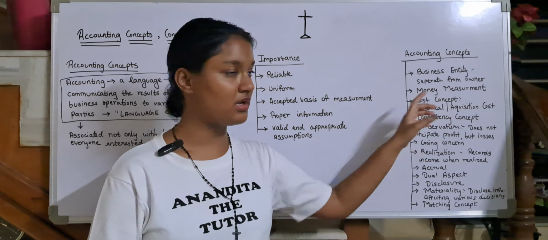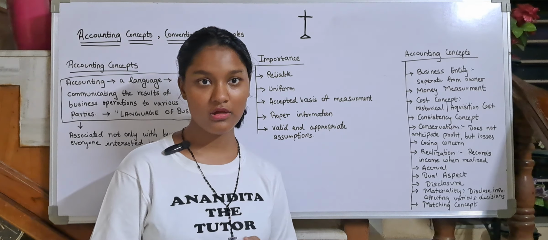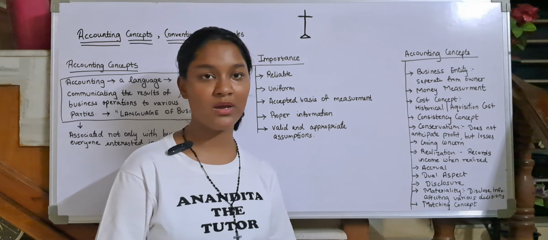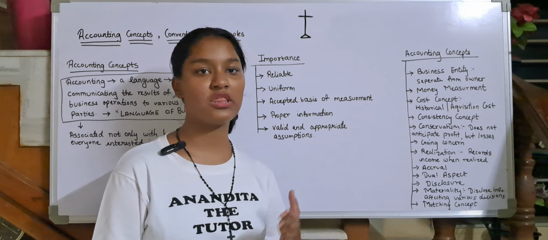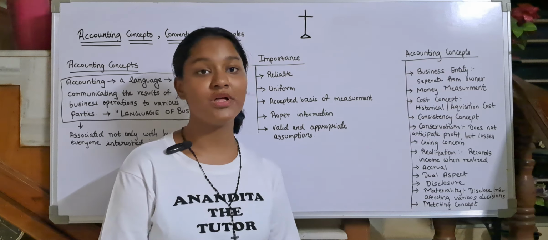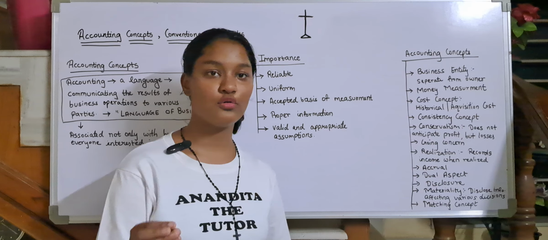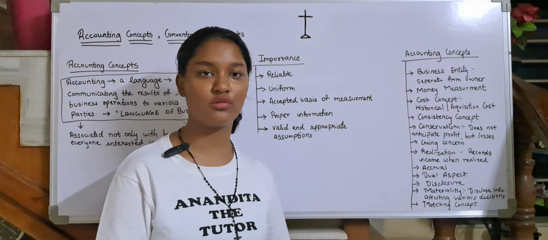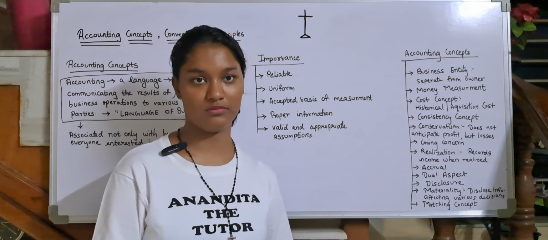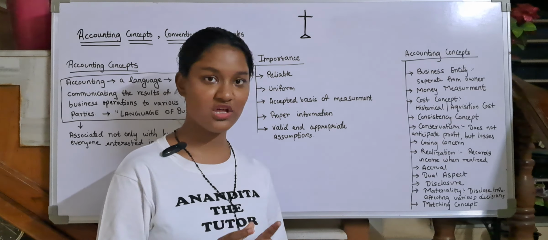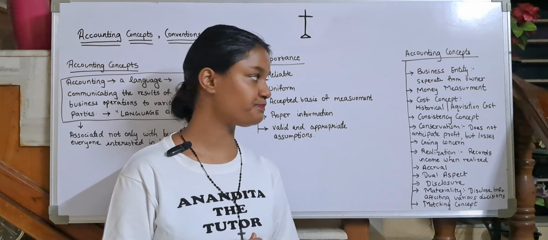Then is money measurement. How is accounting done? In terms of money it's done. Okay, so whatever I record in my books is done with respect to money. If I purchase machinery, I write how much was the cost of the machine. If I pay money to someone, how much money I gave to the person, that is written. So it's money measurement. It measures how much money comes in and how much money goes out.